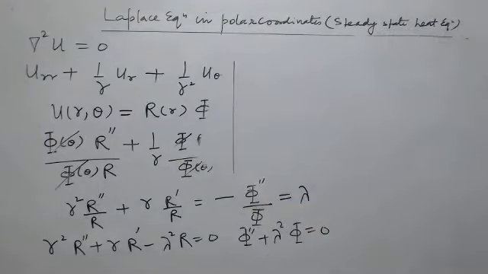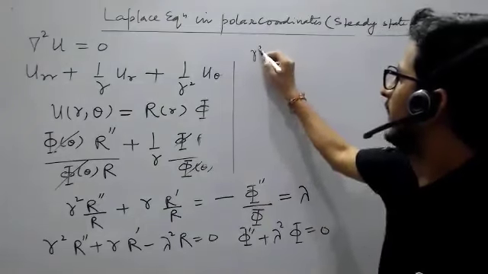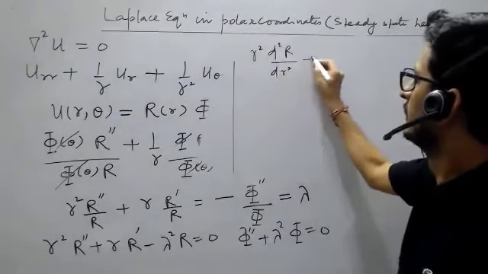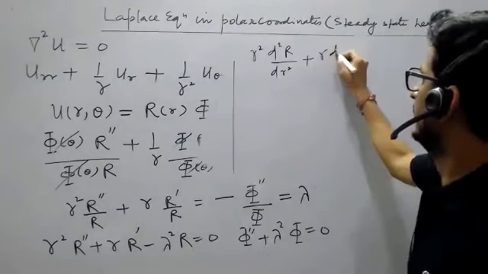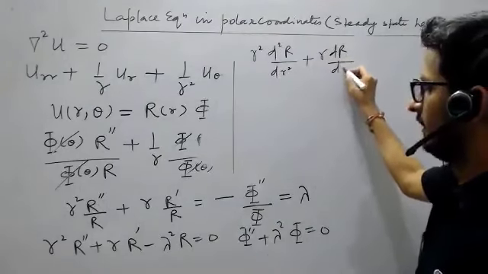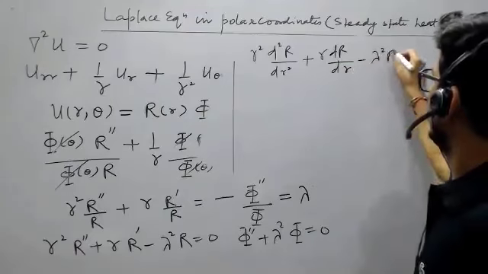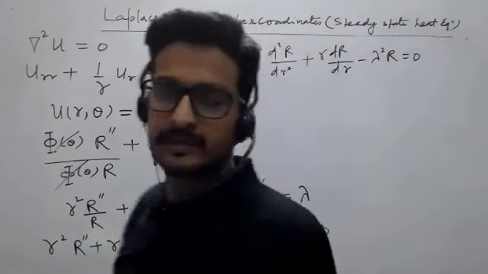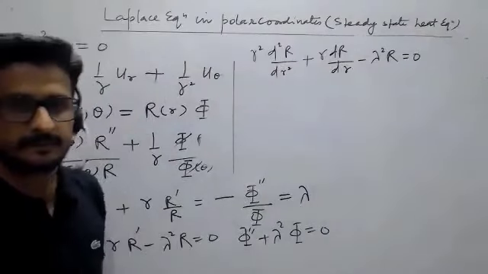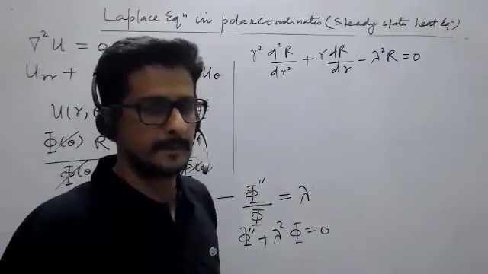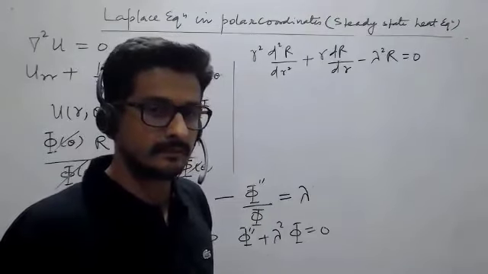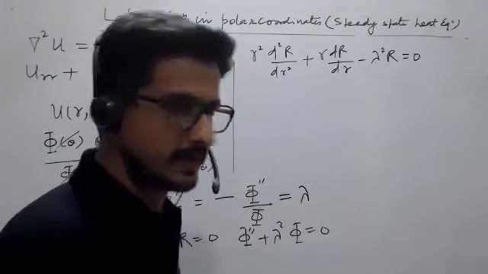So I will write it properly. It will be r square del 2 R by del r2, just to make sure that you understand, plus r del R by del r minus lambda square R is equal to 0. Can anybody tell how to solve this? Euler equation. Euler's equation. Yes.